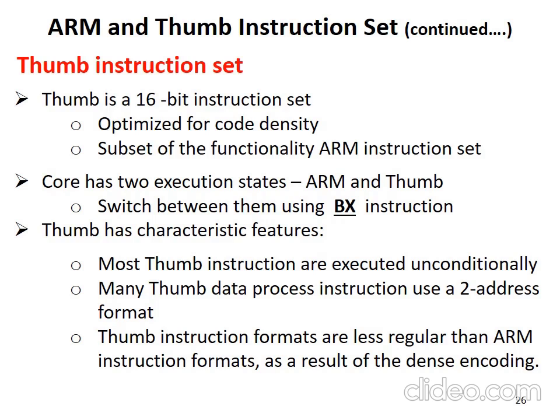And also Thumb has certain characteristic features. Most Thumb instructions are executed unconditionally. Many Thumb data processing instructions use a two-address format. Thumb instruction formats are less regular than the ARM instruction format.